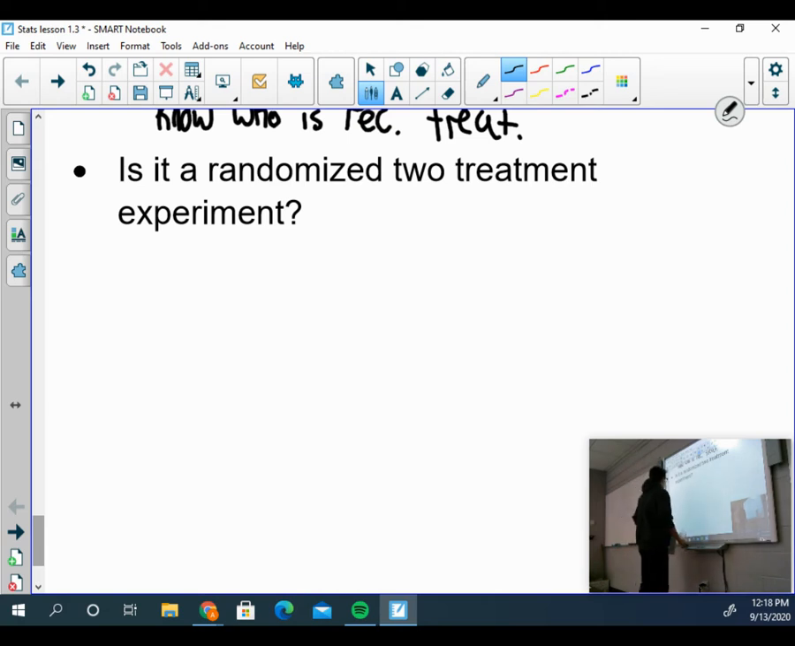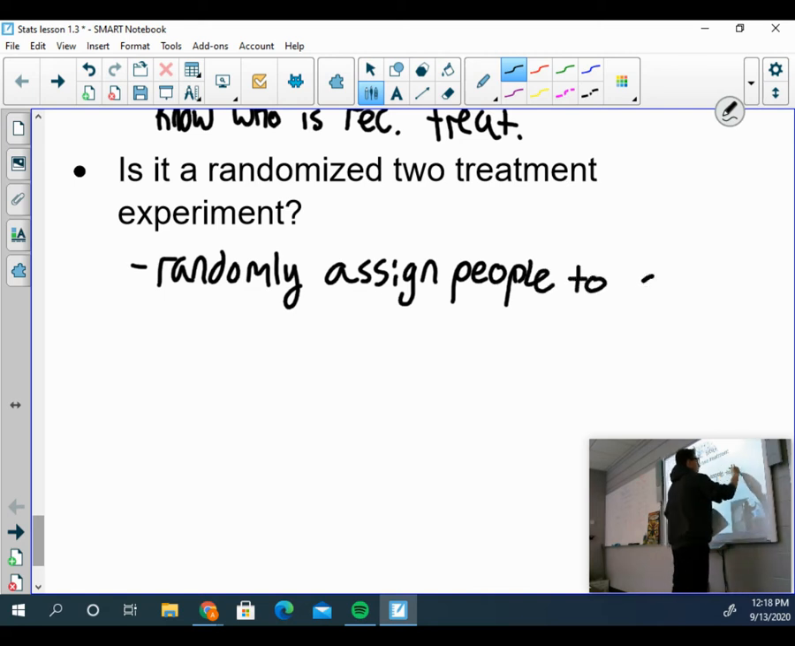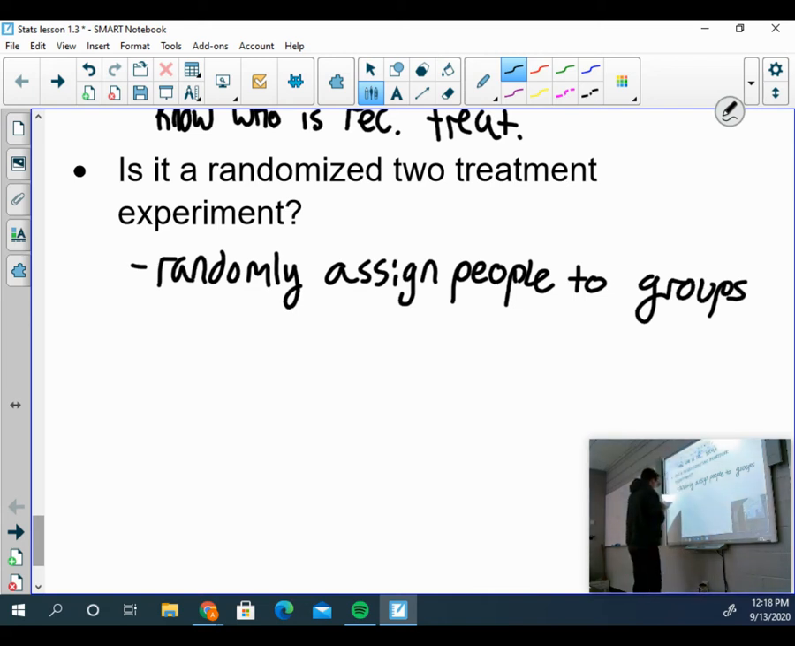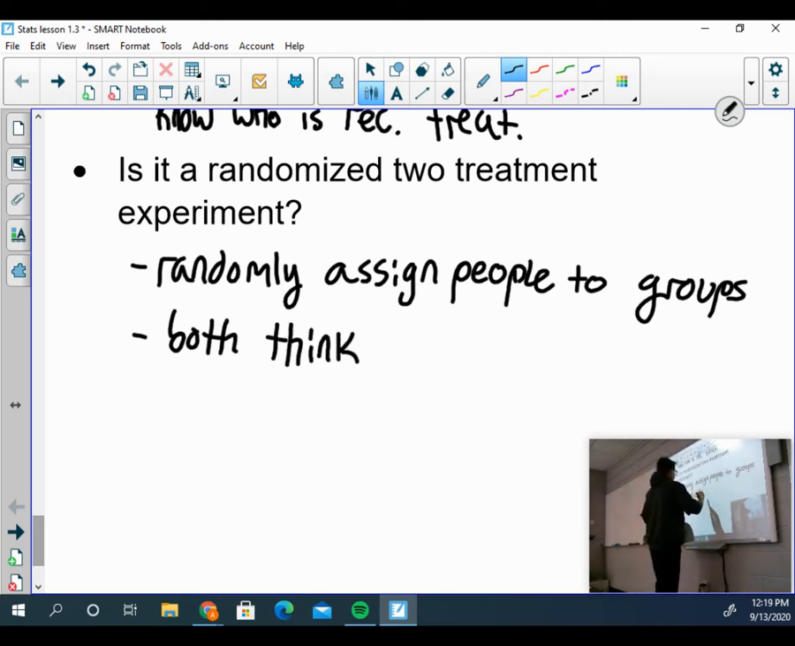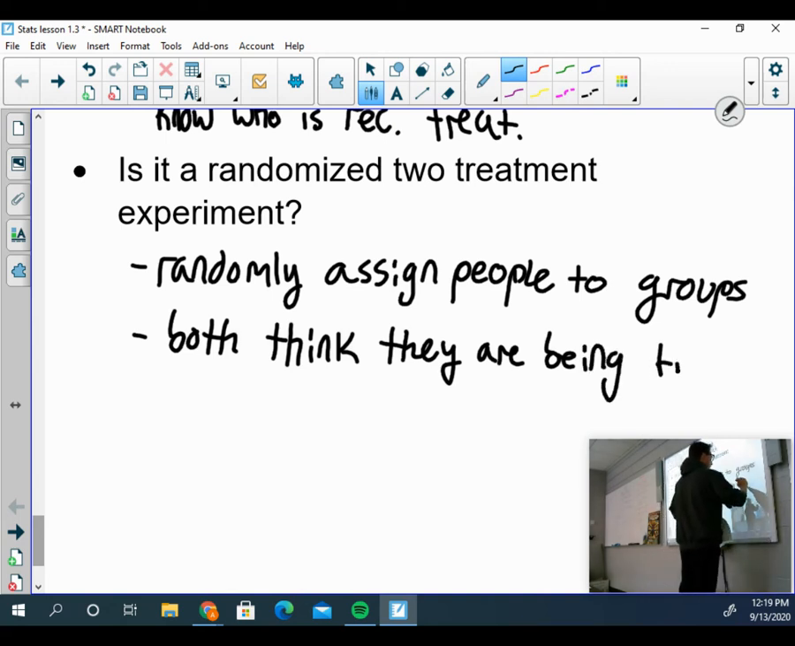So a randomized two treatment experiment is kind of what we've been describing. It's kind of the big picture of this whole thing. It's when we first randomly assign people to groups. That's where the randomized comes from. Both think they are getting treated, which can bring in the placebo effect. And then we compare the results.